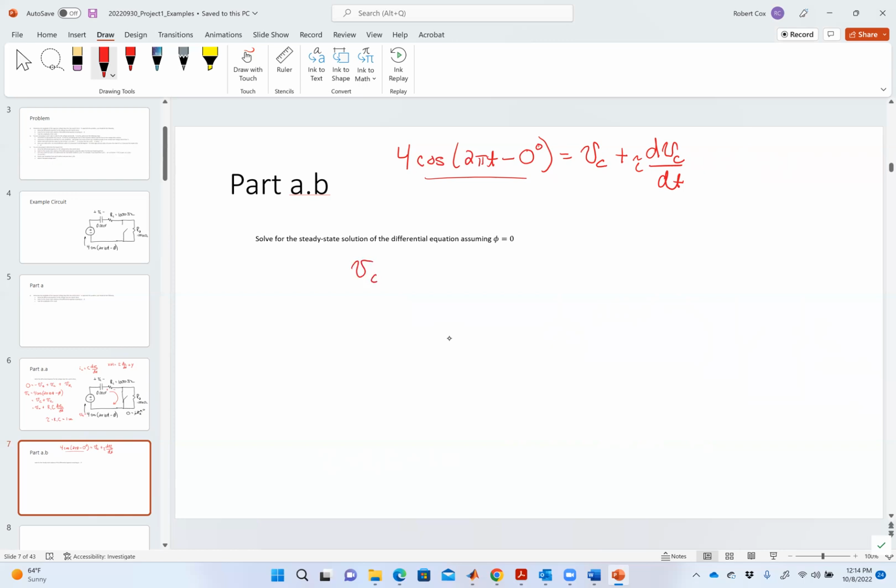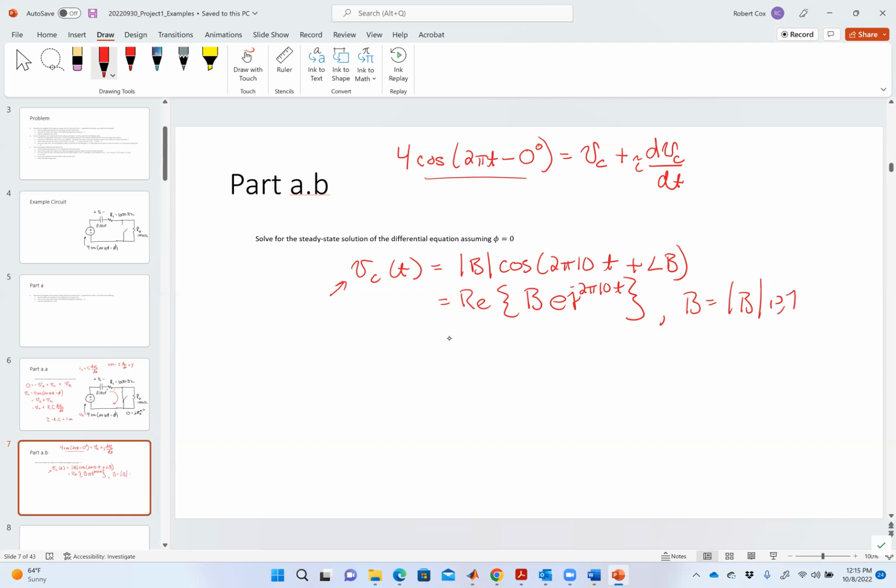So that means v sub c of t in steady state. Our steady state solution, the particular solution, right, is of the form magnitude b cosine 2 pi 10 t plus angle of b, which we know is the real part of b e to the j 2 pi 10 t, where b has some magnitude and some angle, okay? And we're going to solve for it like that, okay?